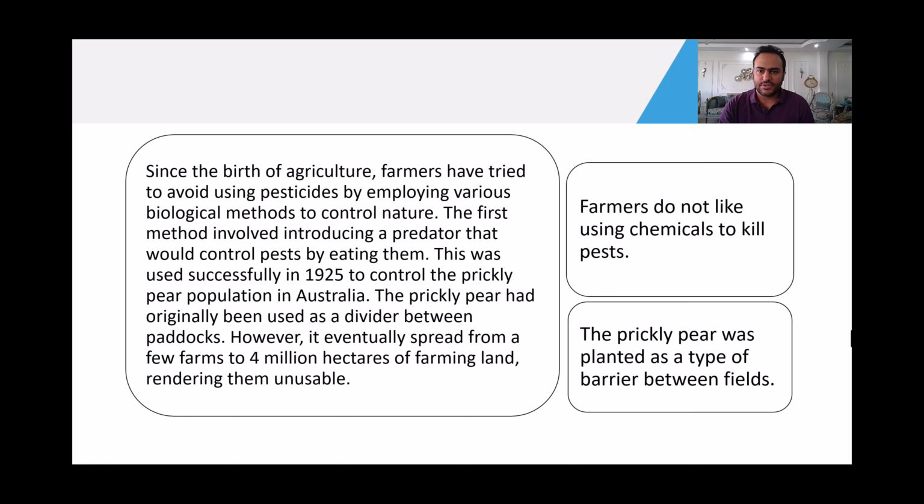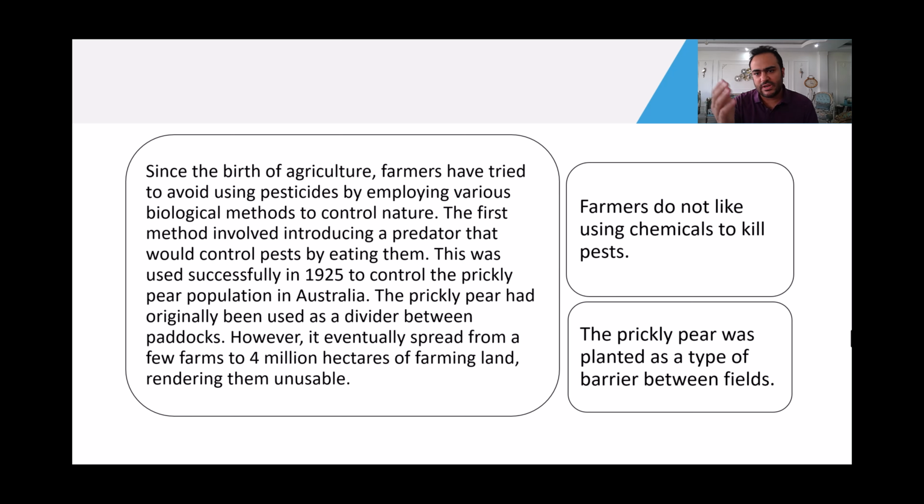I think you can give yourself 2 or 3 minutes to choose any of these keywords, like farmer, do not like, using chemicals, or to kill pests in the first statement. But in order to save time, I have already chosen one keyword in each statement, and I would like to give you some time to scan the passage to find them.